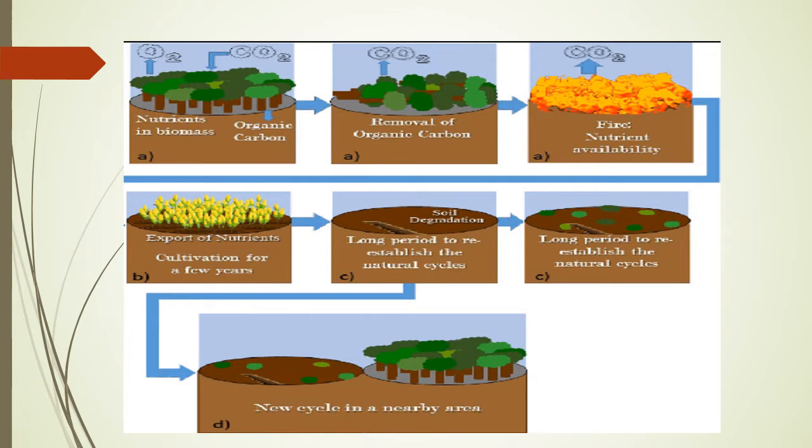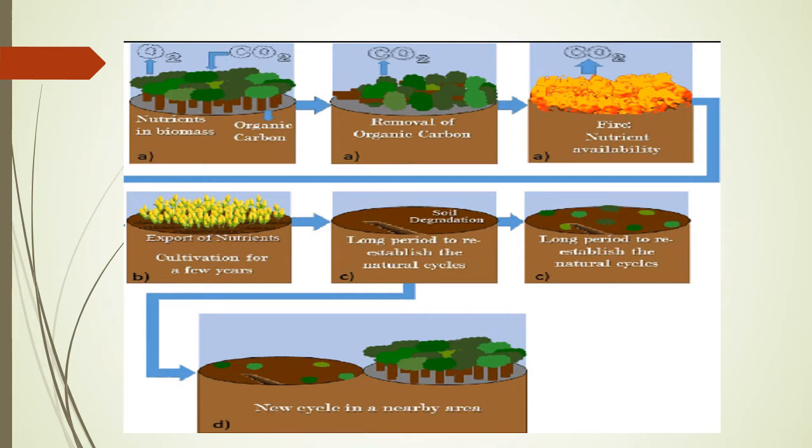Now these are the forest plants which we do not need. So first, these forest lands are being cut down, so there is removal of organic carbon. Initially you get oxygen as well as CO2 from the plants. Later on, when you cut down the trees, the presence of CO2 is there.